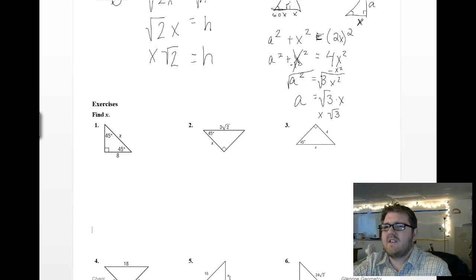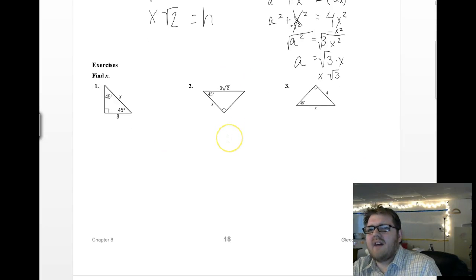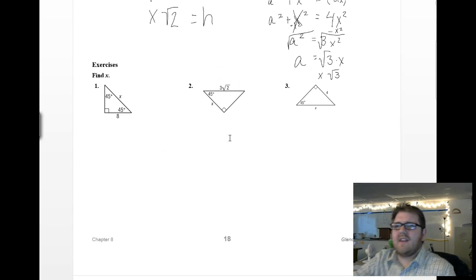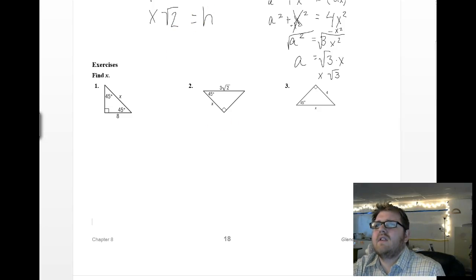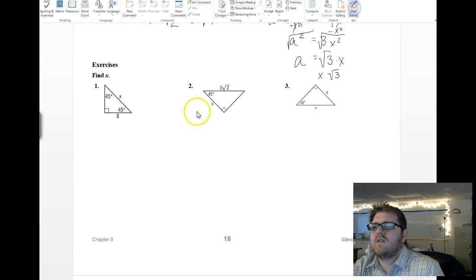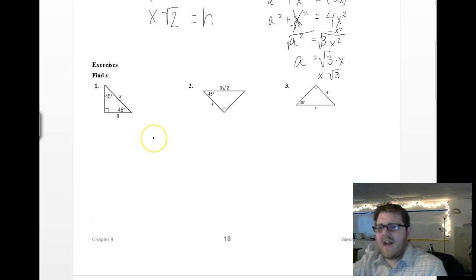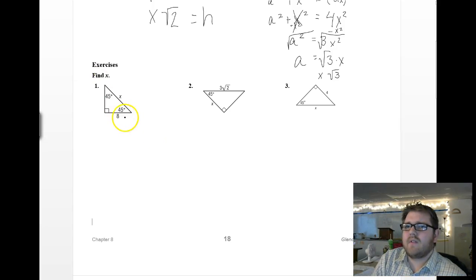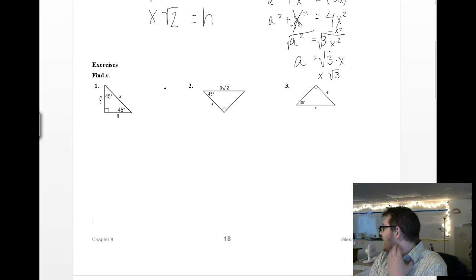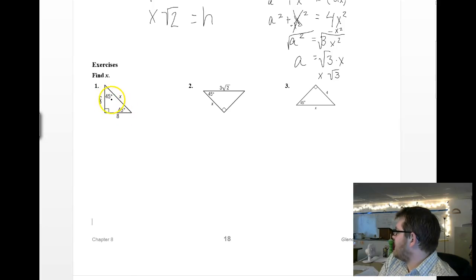Oh, that works. So if I have a 45, 45, 90 right here, if this side is 8, that means that this side is also 8. So let's figure it out the old way to make sure we get the right answer. Does everyone see why I could say this side is 8?